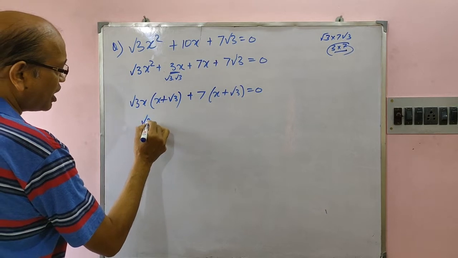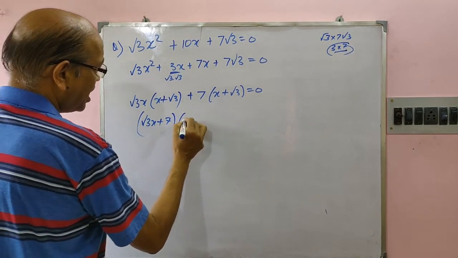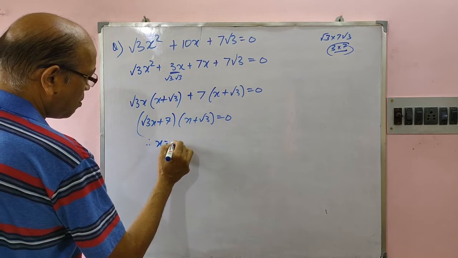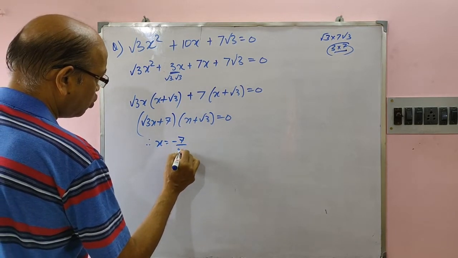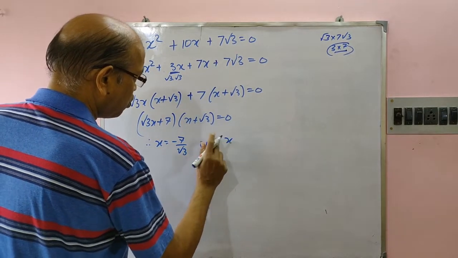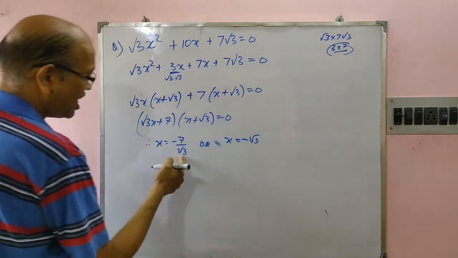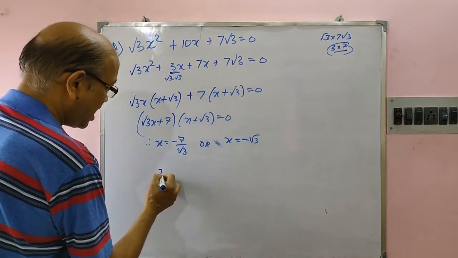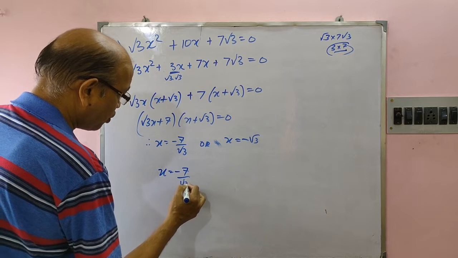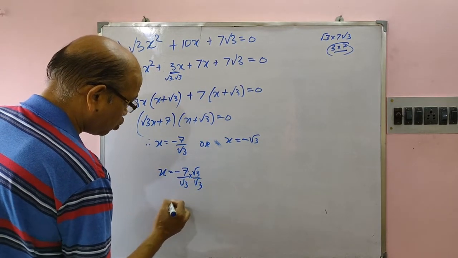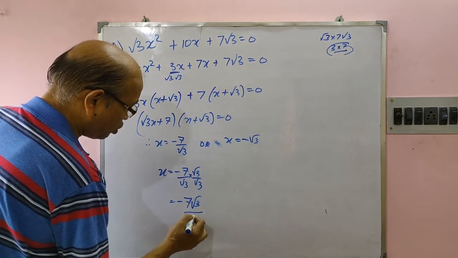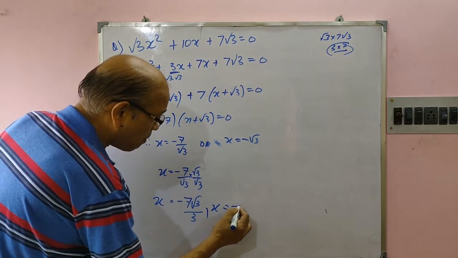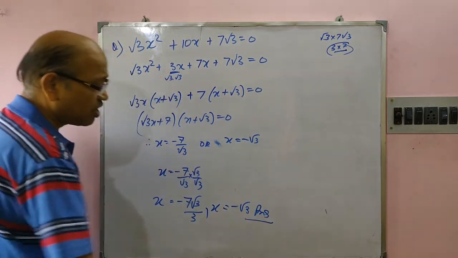So what is the answer? What I get: (3x plus 7) and (x plus root 3) equals 0. Therefore, x equals minus 7 by root 3, or x equals minus root 3. Now we know root 3 cannot be in the denominator, it is irrational, so we have to rationalize this. x equals minus 7 by root 3, multiply and divide by root 3. So what I get? Minus 7 root 3 by 3. So either x equals minus 7 root 3 by 3 or x equals minus root 3. This is your answer. Is it okay?